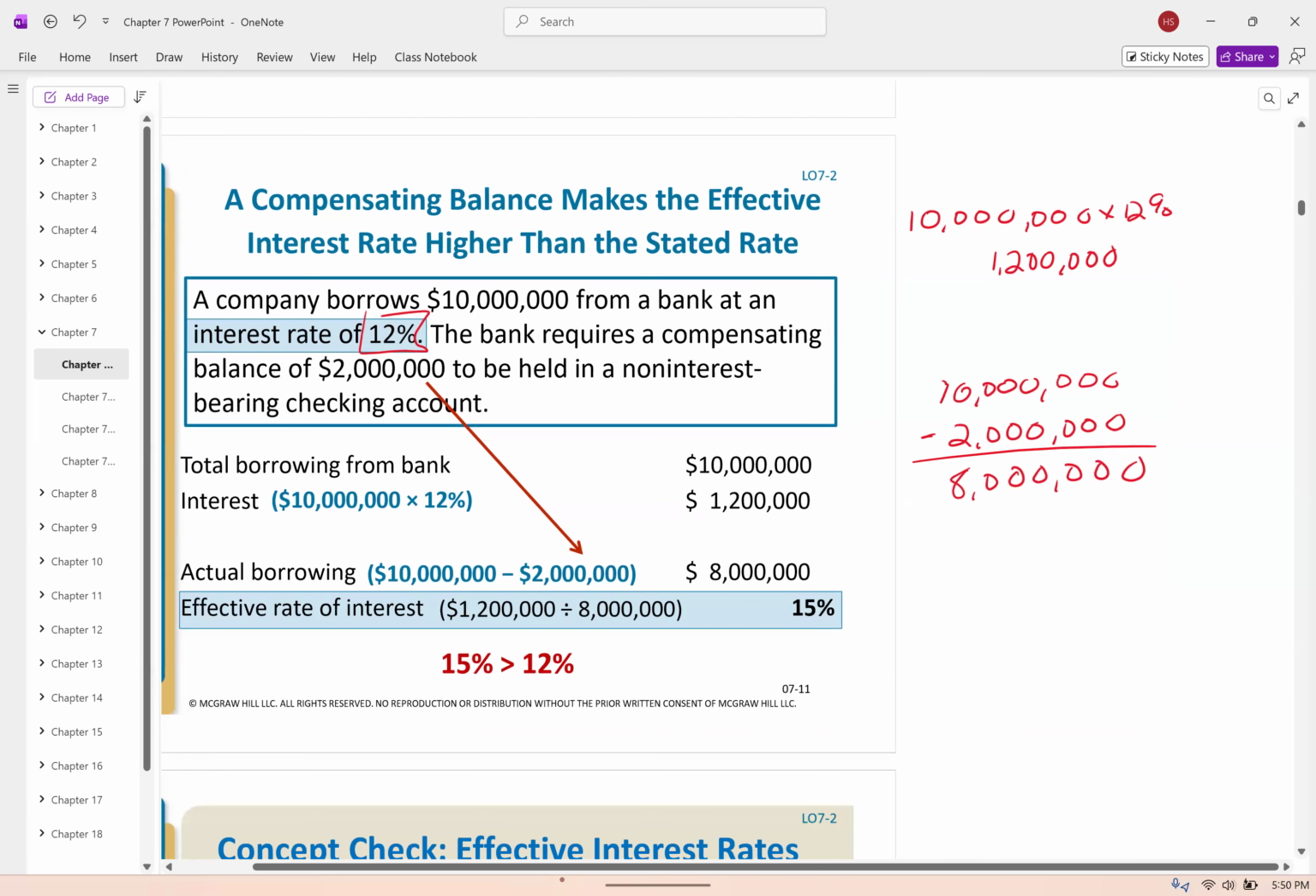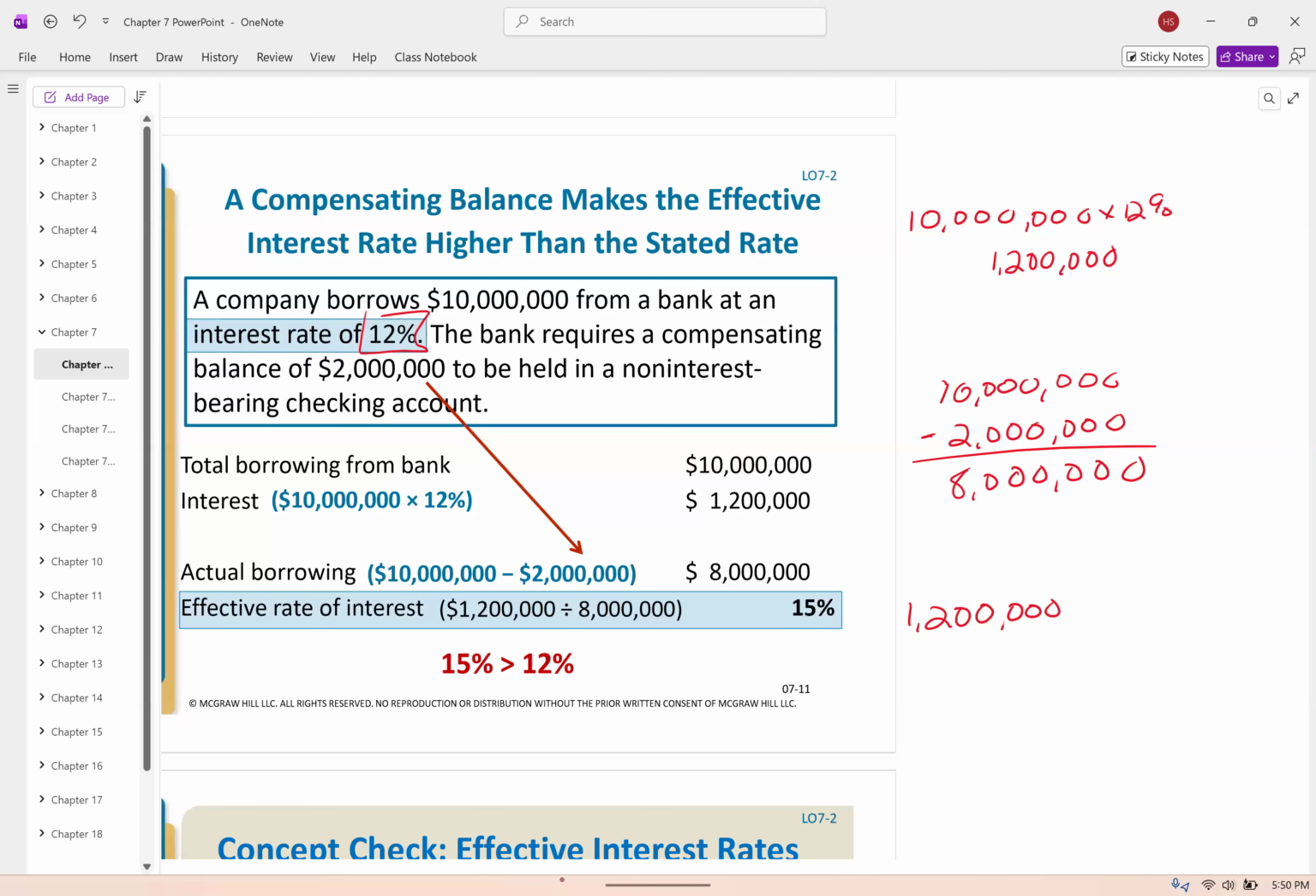Okay. But they're charging us 12% interest on 10 million. So if we take the 1.2 million, the interest, and divide it by 8 million, which is the true amount of the loan, then you end up getting 15% interest. Okay. Not really 12. Okay. Because of that compensating balance, you have got to keep 2 million in an account. So they may have written you a check for 10 million, but you've got to turn around and put 2 million in a checking account and you've got to keep it there the entire time of this loan.